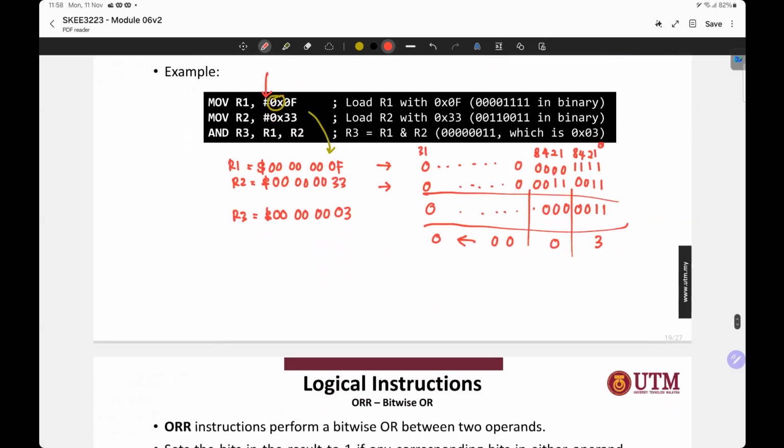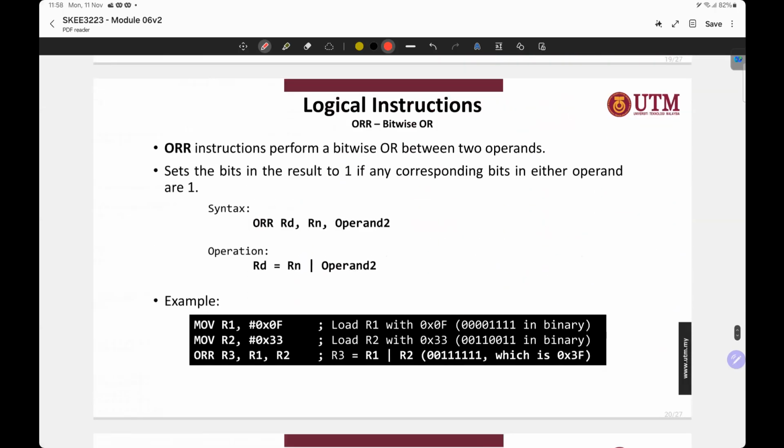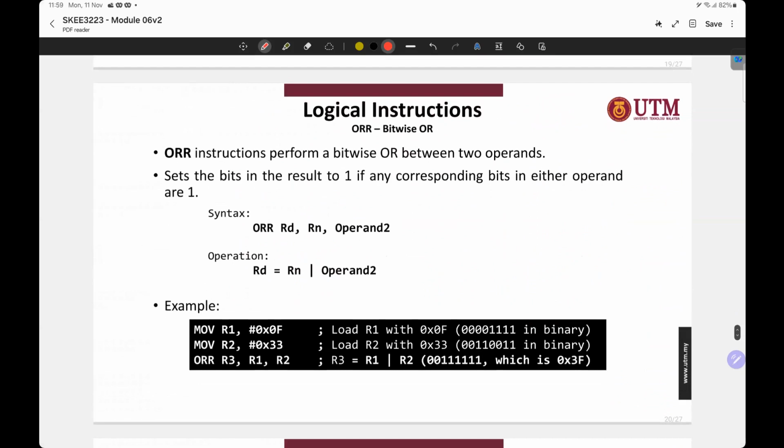Okay, if no question, then we move to the second instruction, ORR. ORR stands for bitwise OR, which is a logical OR. What happens for the logical OR? This operation will set the bit in the result to 1 if any corresponding bit in either operand is 1. That means if one of the inputs has 1, then automatically the output will become 1.